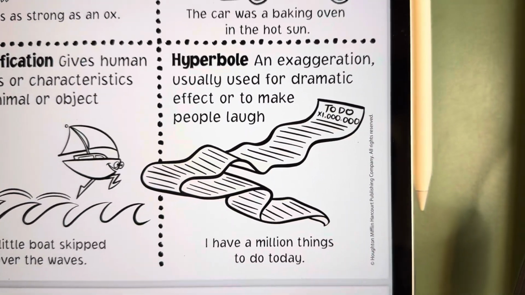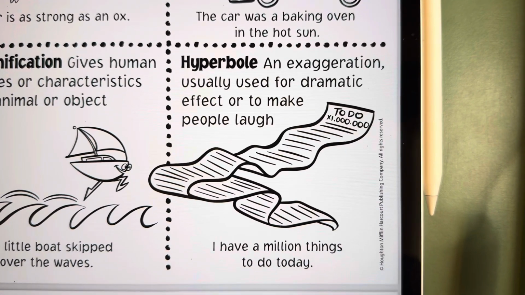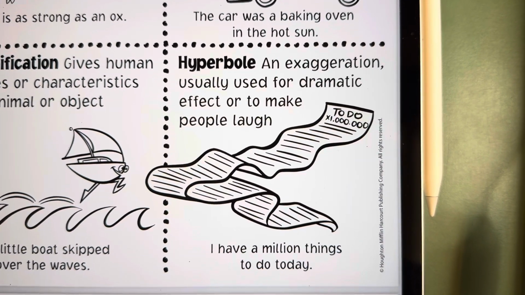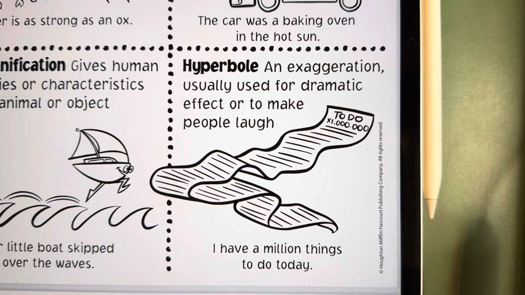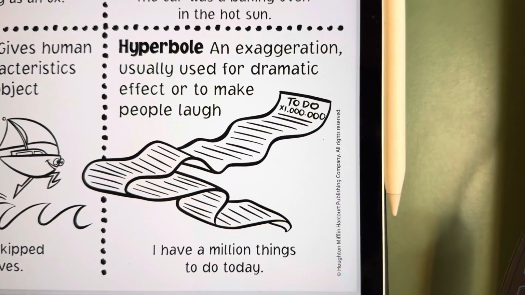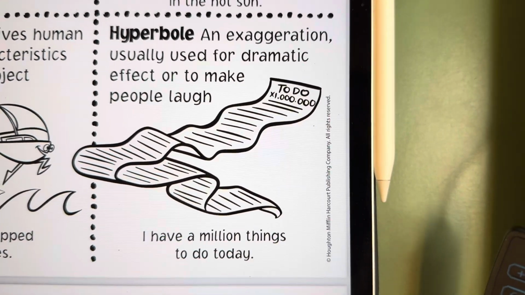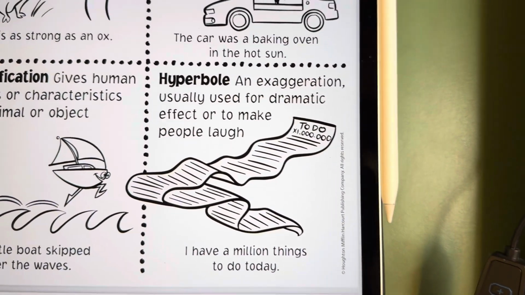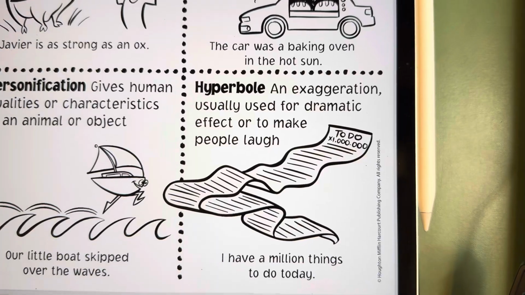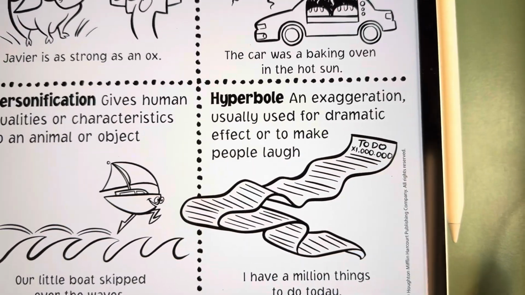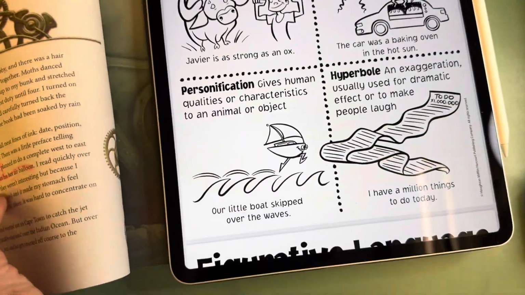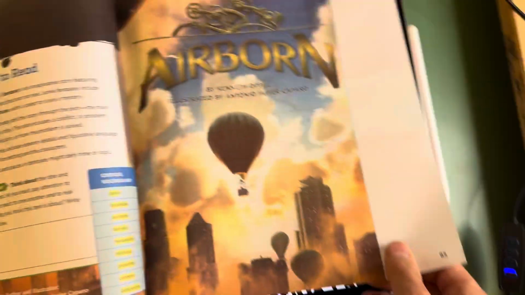And the last one, hyperbole. It's an exaggeration, usually used for dramatic effect or to make people laugh. All right, so hyperbole is an exaggeration. Okay, so here's one example. I have a million things to do today. Obviously, no one has a million things to do on their list. That's not possible. All right, so what we're gonna do now is take a look at some figurative language in Airborn.